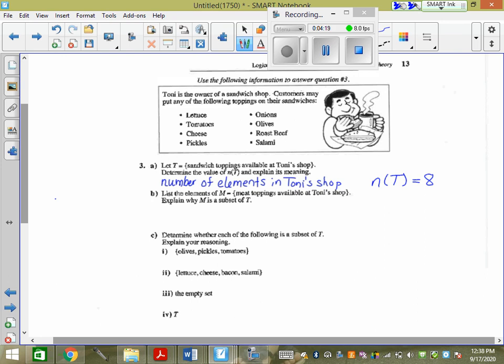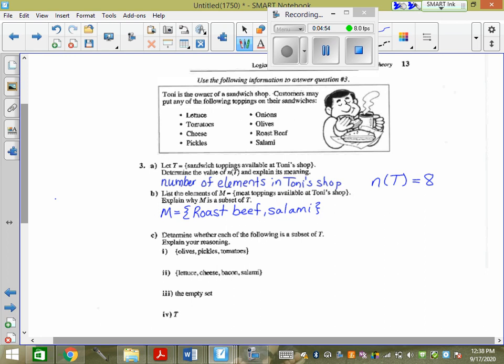List the elements of M, the meat toppings available at Tony's shop. So M equals what? Roast beef and salami. Yummy. I wouldn't answer 2 because that would be n(M), right? n(M) would be 2. But for M, you have to just list what they are. So they're roast beef and salami. Those are my 2 elements.